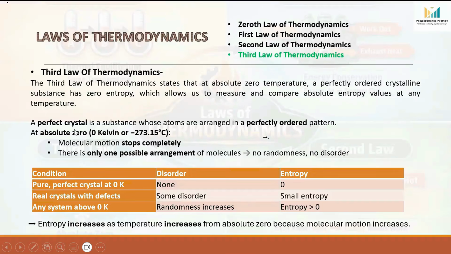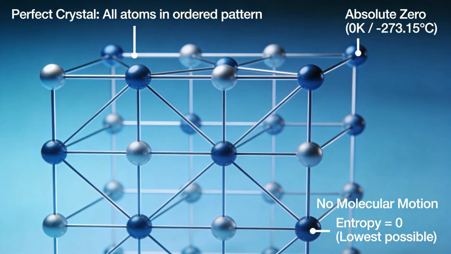Now let's connect this idea to the third law of thermodynamics. A perfect crystal is a substance where all atoms are arranged in a perfectly ordered pattern. At absolute zero temperature, which is 0 Kelvin or minus 273.15 degrees Celsius, molecular motion theoretically stops completely. The atoms stop vibrating and remain fixed in position. So there is no randomness in the system. And when there is no disorder, the entropy becomes zero. And this is the lowest possible entropy a system can have.